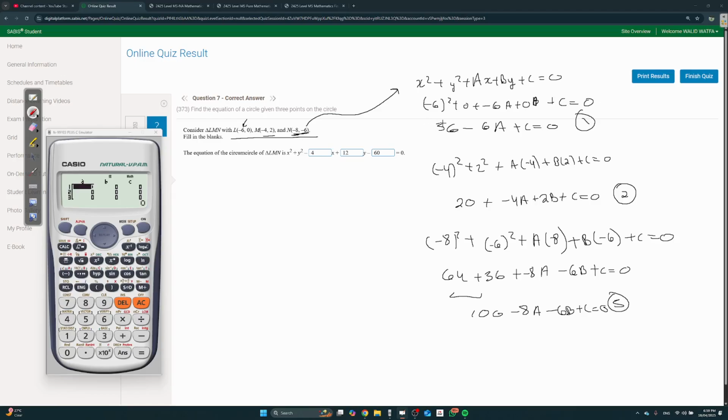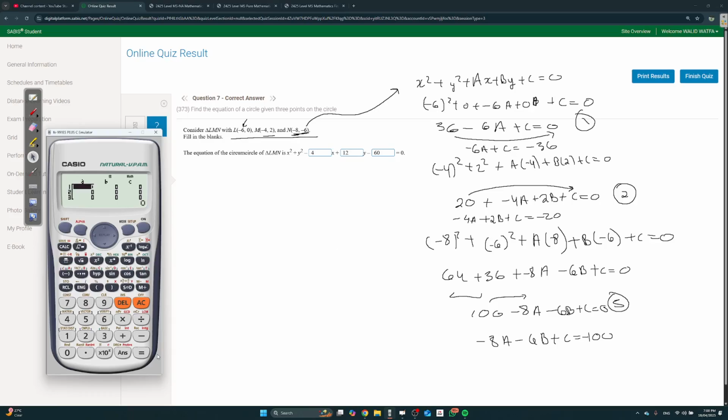We can simply put it all in our calculator, but the way we're going to do it is we're going to have a, b, c on one side and the constant number on the other side. So this 36, we're going to throw it to the right: minus 6a plus c is equal to negative 36. Same thing here, this 20 goes to the right, so it's minus 4a plus 2b plus c is equal to negative 20. And this 100 goes to the right, so negative 8a minus 6b plus c is equal to negative 100. Now let me put it in the calculator.